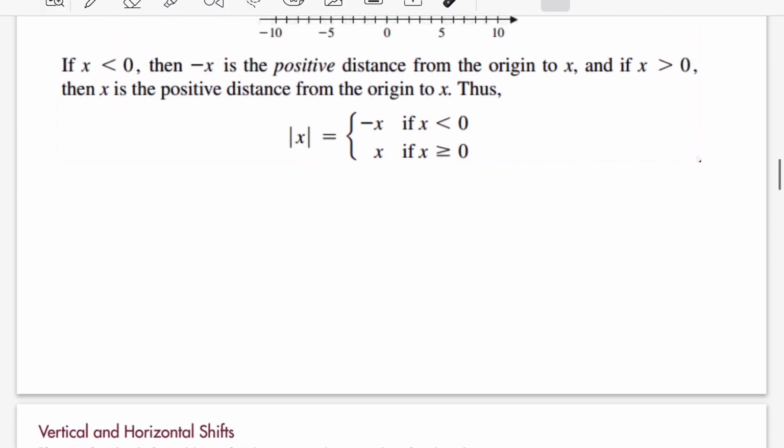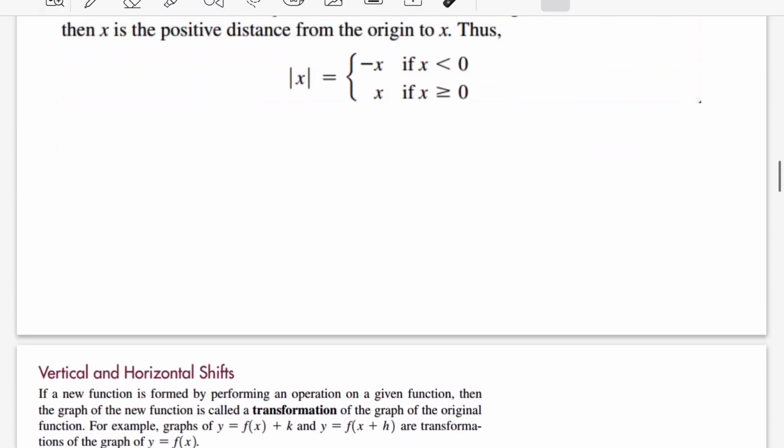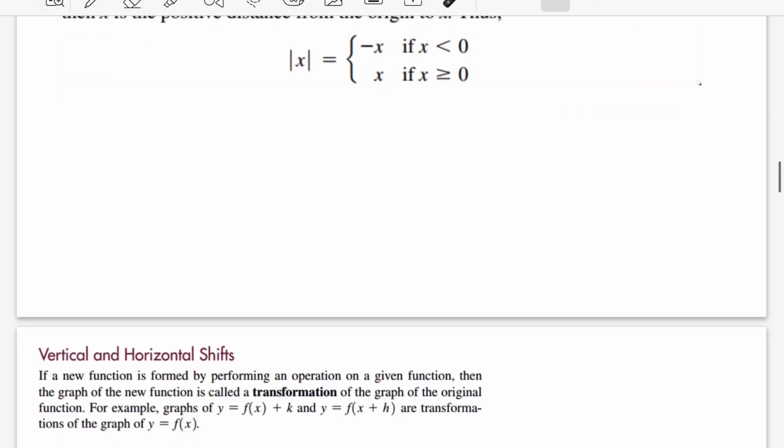All right, so now let's talk about some transformations of functions. So first we'll look at vertical and horizontal shifts. And so if a new function is formed by performing an operation on a given function, then the graph of the new function is called a transformation of the graph of the original function. So for example, these graphs here, f of x plus k and f of x plus h, are all transformations of our original graph, f of x.